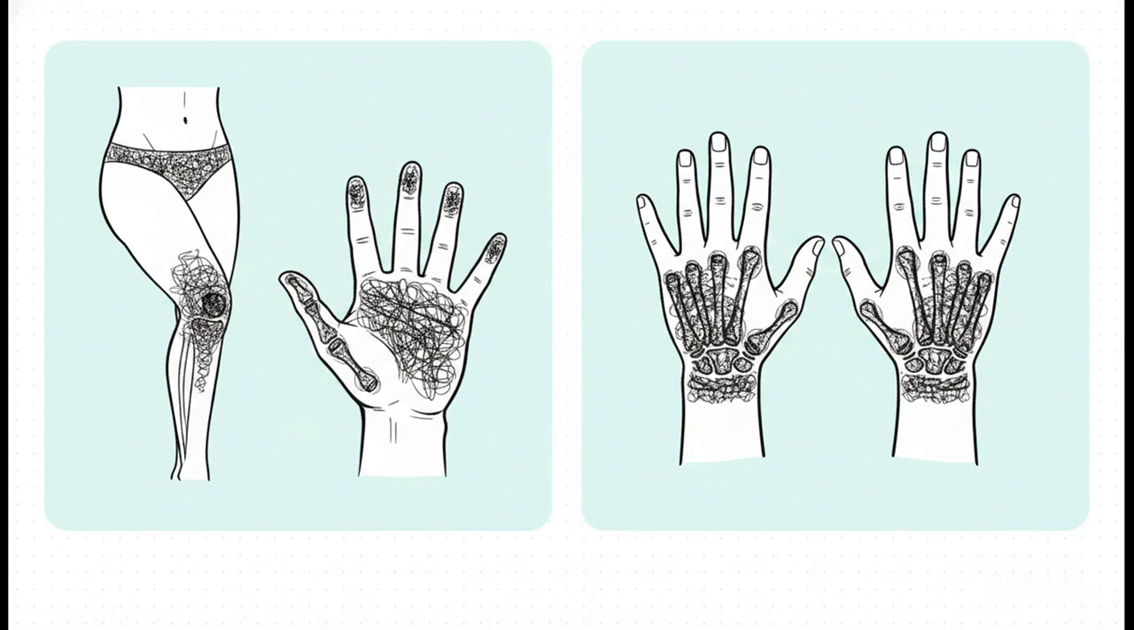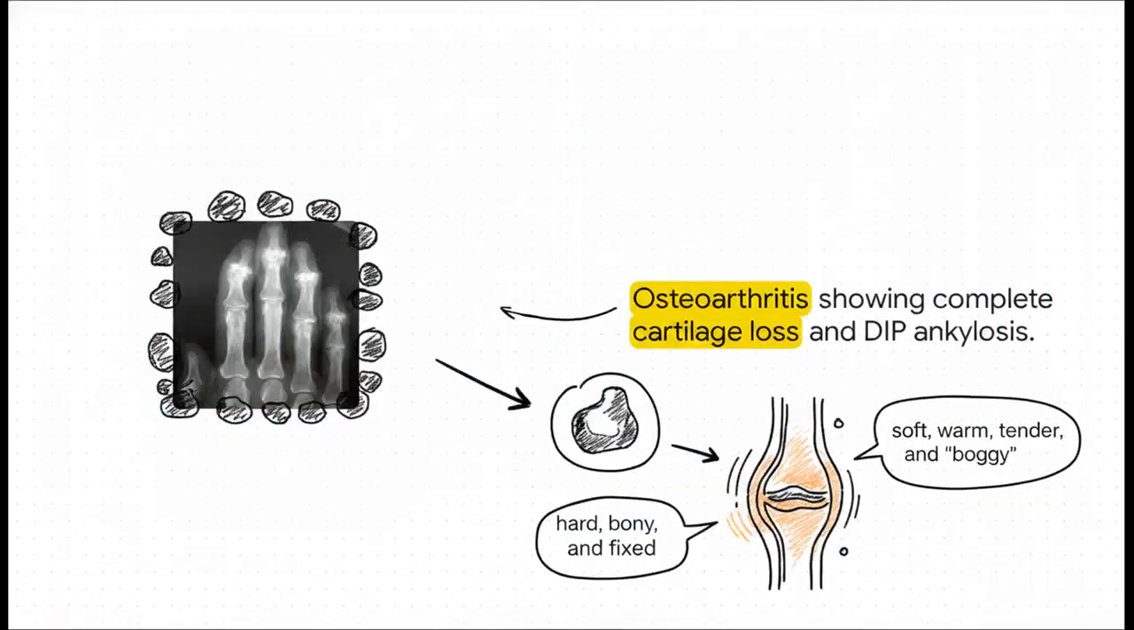It heavily targets the small joints of the hands, specifically the proximal PIPs, the MCPs, and the wrists, and it almost entirely spares the DIPs. That's a huge distinction. Visually, the difference is just striking. Check out the complete cartilage loss and those large osteophytes at the DIP joints here.